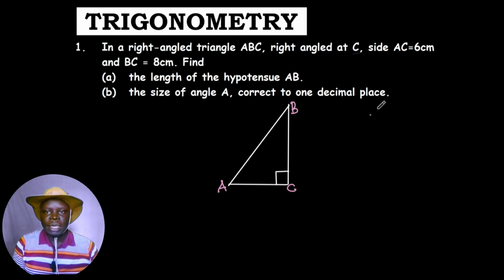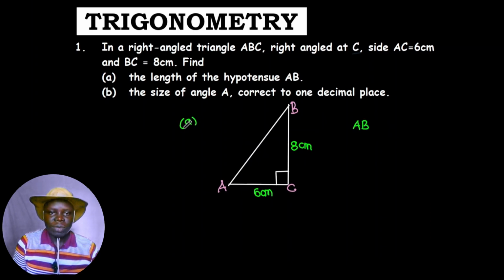Now we can see AC is 6 centimeters, so let's name it here as 6 centimeters. The next one is BC, which is 8 centimeters. Therefore, the main aim for the first question is to calculate the hypotenuse AB. Since we don't know any of these angles here, we can go ahead and use Pythagoras theorem to get this missing side. By the way, we are answering part A of this question.